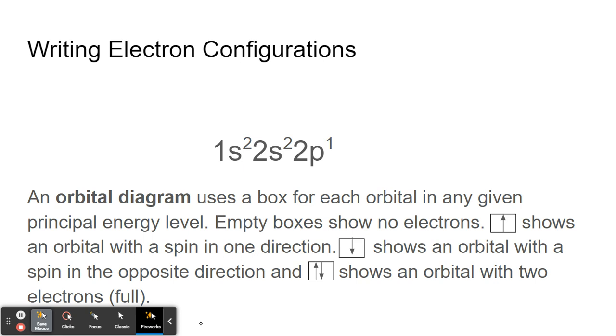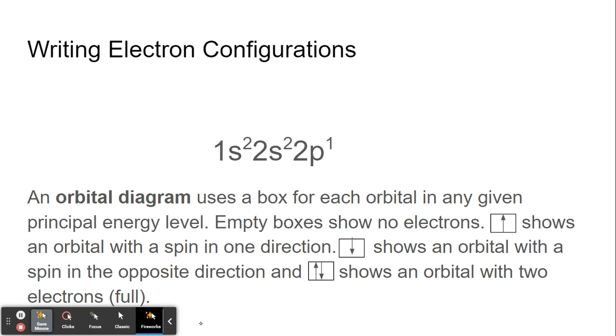An orbital diagram, instead of having this written out electron configuration, uses little boxes to represent each orbital and the orientation of the electrons in that orbital. So an orbital diagram uses a box for each orbital in any given principal energy level. Empty boxes mean that there's no electrons there. Not that those orbitals don't exist, they're just not full.